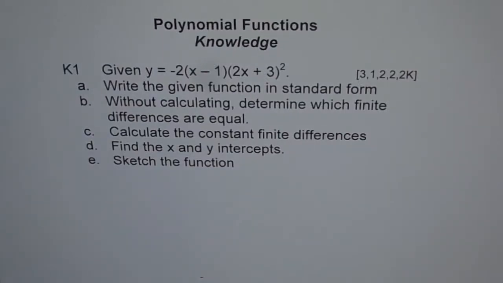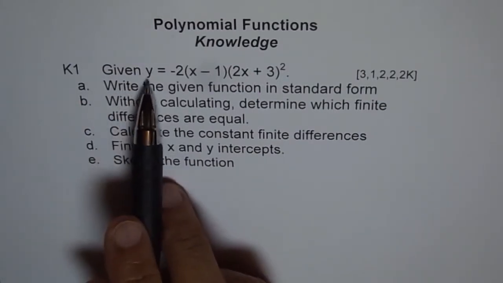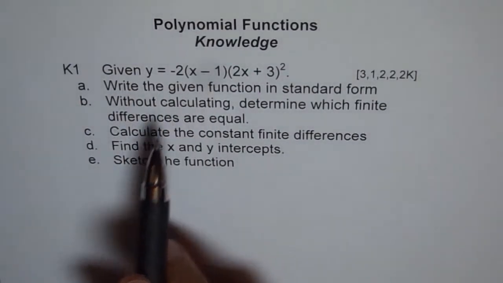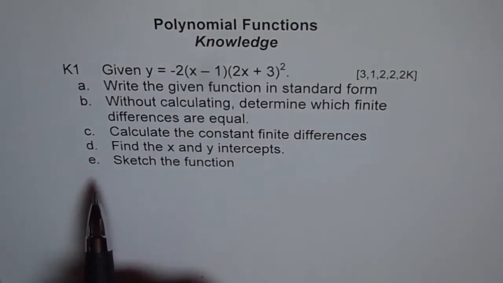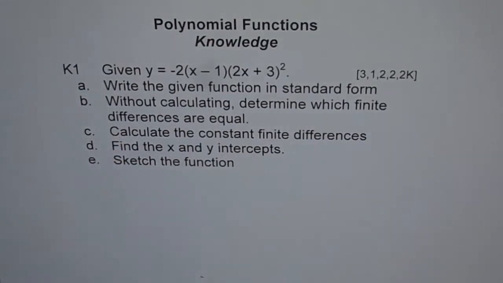Here we have a knowledge-based question on polynomial functions, K1, question number 1. It says given y equals minus 2 times x minus 1 times 2x plus 3 whole square. Write the given function in standard form. Without calculating, determine which finite differences are equal. Calculate constant finite differences. Find x and y intercepts and sketch the function.